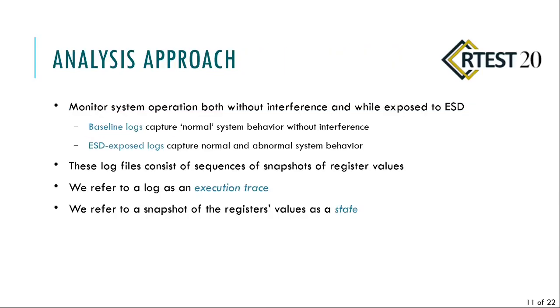Once we're able to capture these snapshots of the register values, we need to analyze them. Our analysis approach consists of running the system normally and capturing so-called baseline logs that establish an idea of how the system behaves while it's not being interfered with, under normal conditions. We also capture ESD-exposed logs where we expose the system to ESD and observe its behavior. Each one of these log files consists of sequences of snapshots of register values. We'll call these log files execution traces, and a snapshot of the register values, that entire thing on the previous slide, constitutes one state.